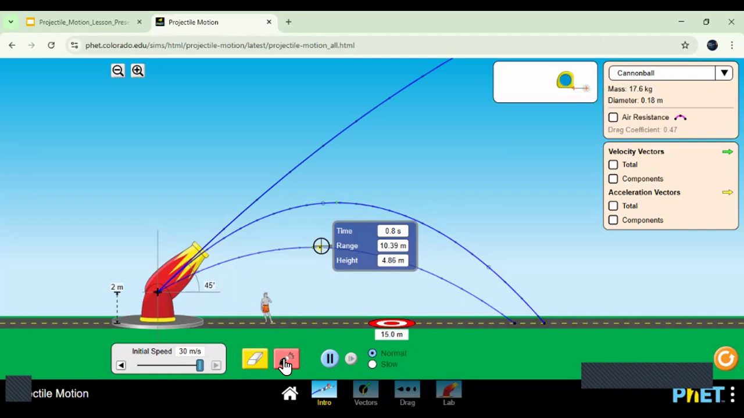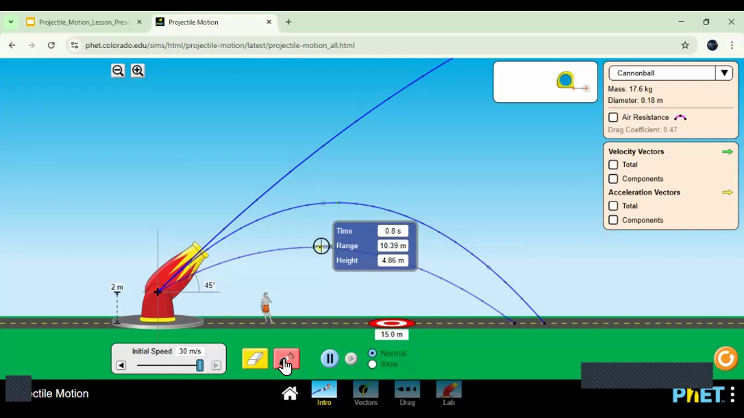Wow. It's come far away. Wow, that's nice. See? It has gone far away. It has gone even out of range, so far that we cannot even measure the range. So that means increasing the speed increases the range, the height, and even the time.